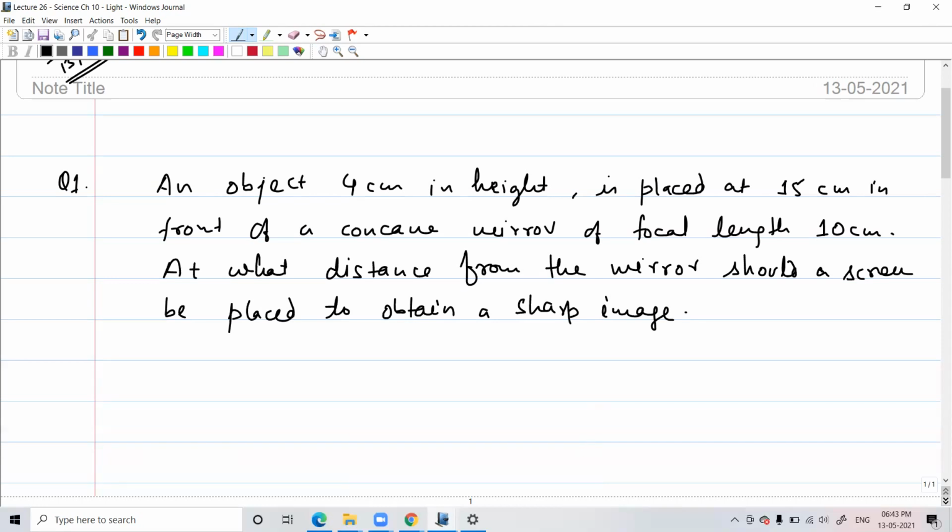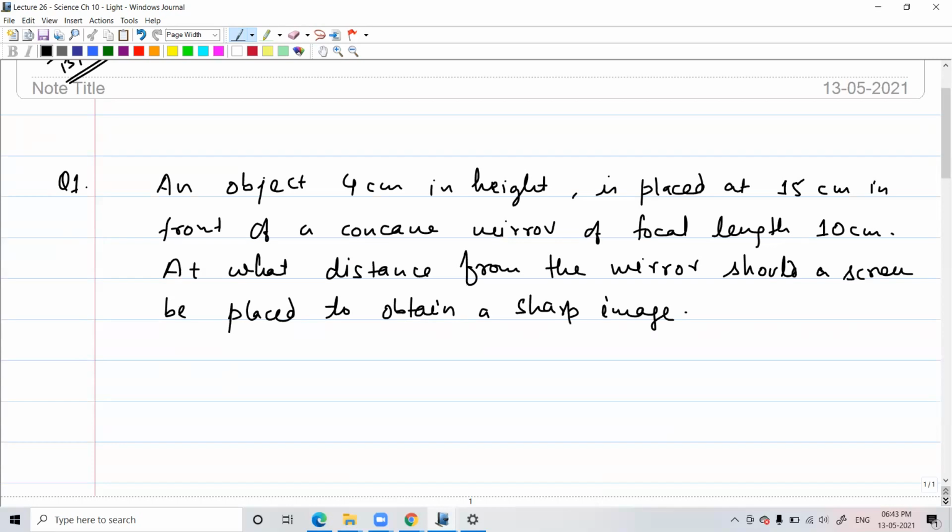Yes, like I said, if you have a concave mirror, we can form real images, right? A concave mirror can form real images, and real images can be projected on a screen. So if you put some screen on it, it will be possible to see that image.